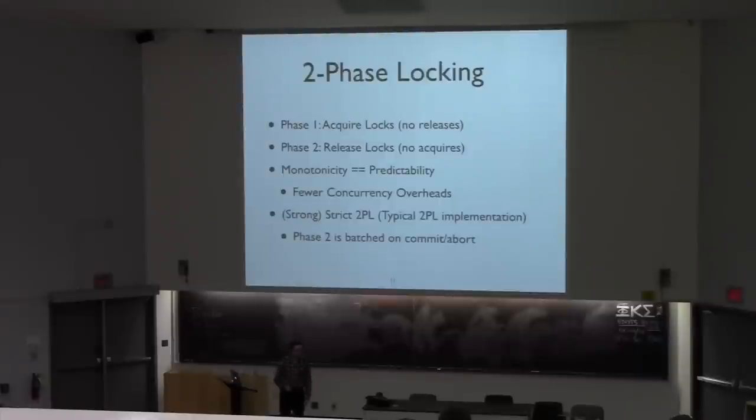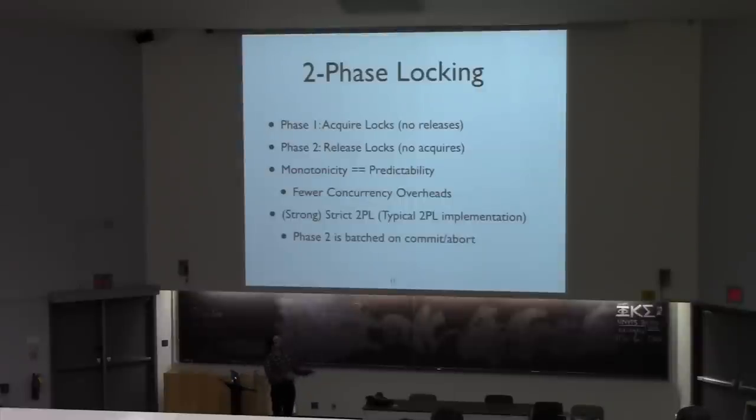In most modern implementations of two-phase locking, all of the locks get released at the very end. This makes things much easier to implement, and this is known as strict two-phase locking. But in general two-phase locking, where you transition from phase one to phase two is up to you, really.